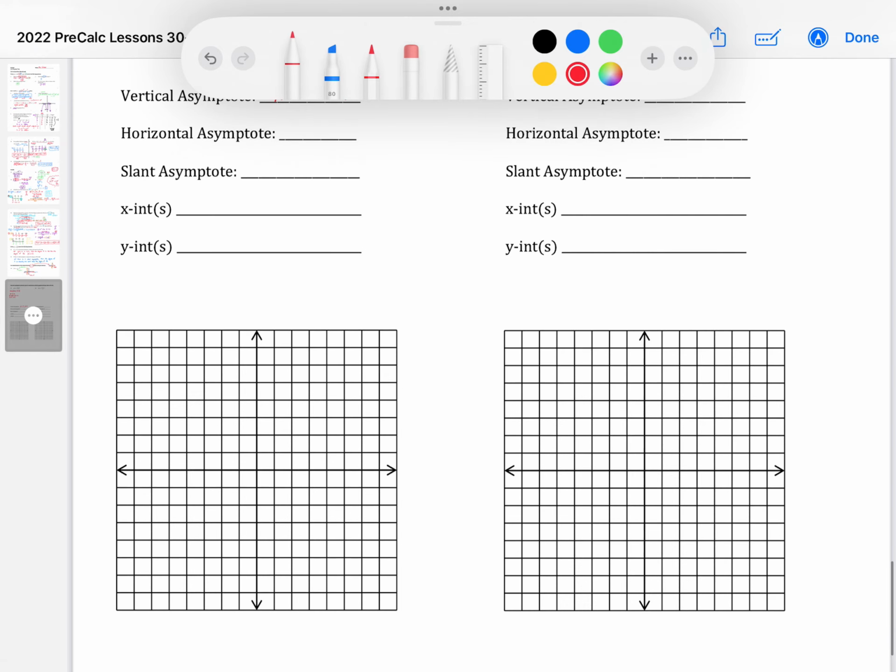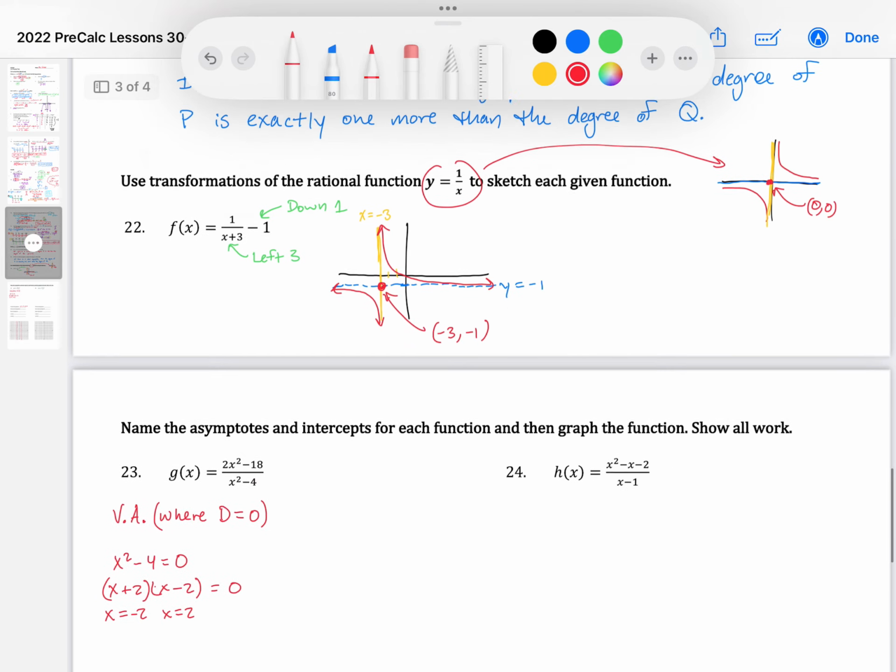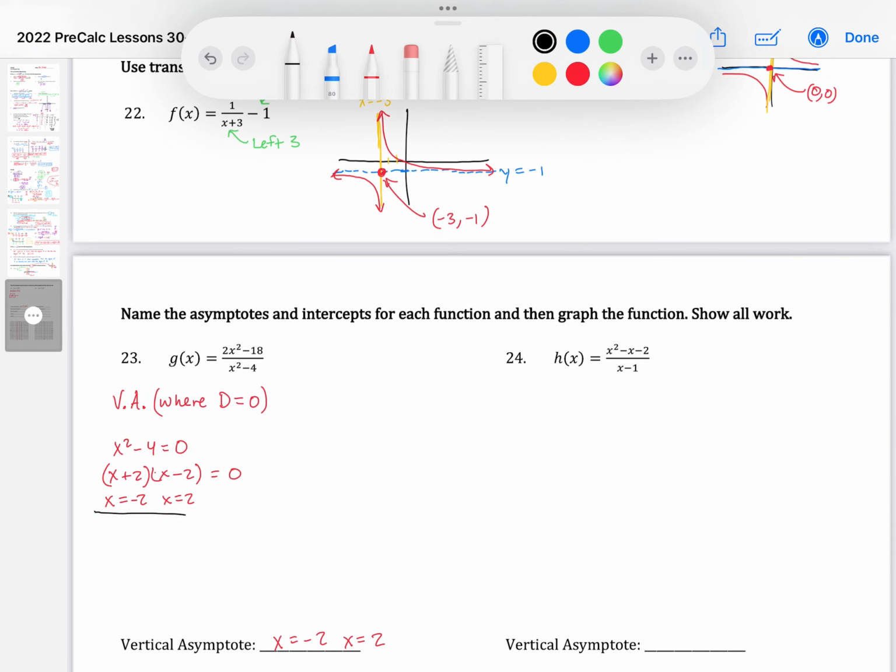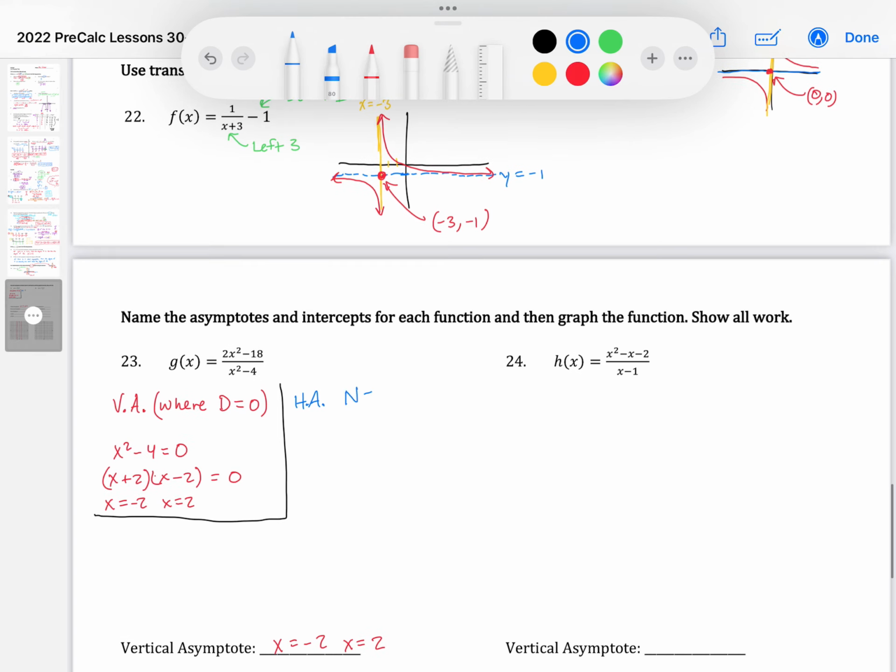And I'm going to put those on the graph right away. So I have this -2 vertical asymptote, and then I have this x equals 2. All right, that's all I've got so far. Your horizontal asymptote is what I'm going to do next. It is based on the degrees, and I know that I do have a horizontal asymptote because the degree of the numerator is equal to the degree of the denominator.